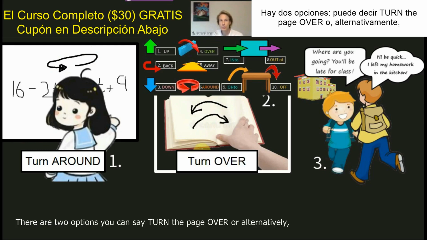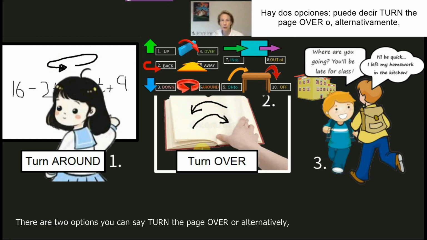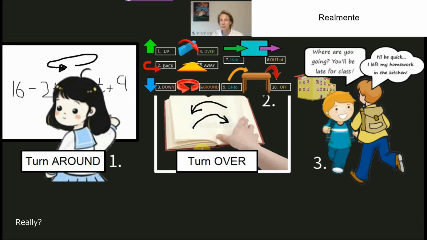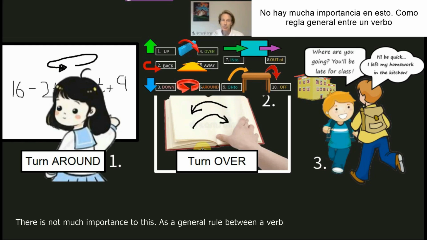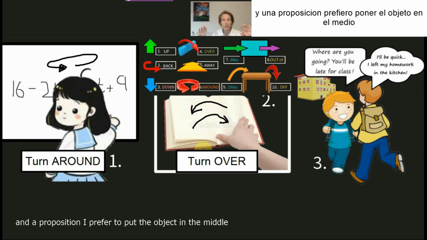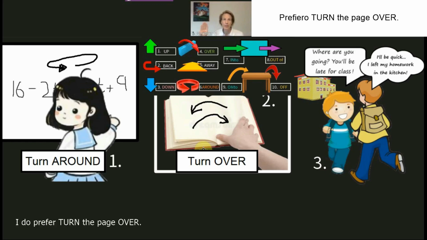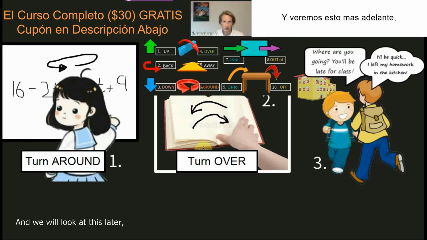There are two options. You can say turn the page over or alternatively turn over the page. Really, there is not much importance to this. As a general rule, between a verb and a preposition, I prefer to put the object in the middle. That is to say, I do prefer turn the page over. Okay, this is not 100% and we will look at this later. So don't worry about this now.